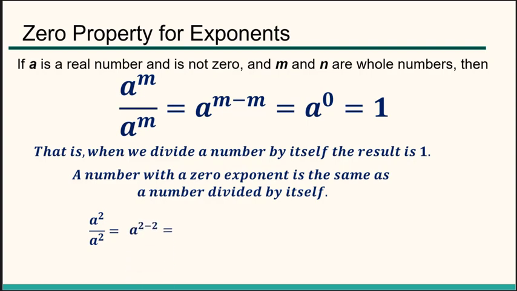But just going through the motions to make sure that we get the same thing, this would be a to the 2 minus 2, which is a to the 0, which equals 1.